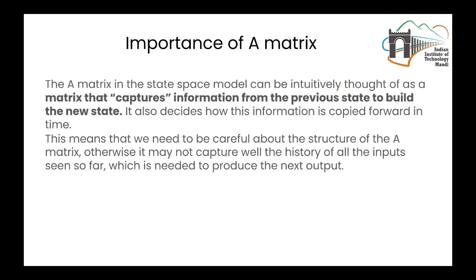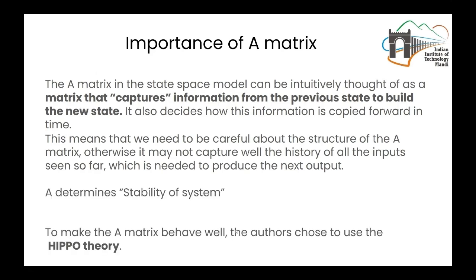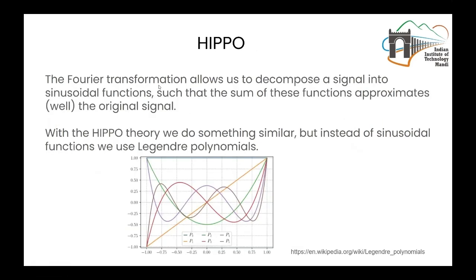So how can we modify the matrix A to solve our problem of long dependency? What we can do is use something called HiPPO theory, stated by the authors. HiPPO theory is very similar to what we call the Fourier transformation, which is used to precisely mimic an input function with the help of sinusoidal functions. But in HiPPO theory, instead of sinusoidal functions, we use Legendre polynomials, which just look like this.